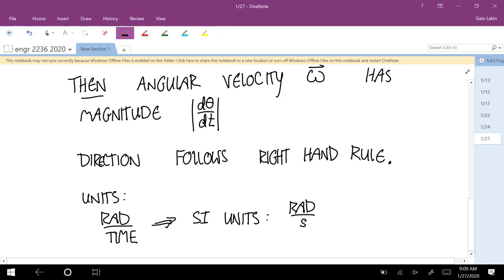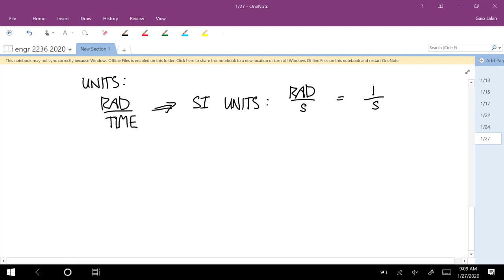And remember that radians are sort of a funny unit. It's really just a purely mathematical description of an angle. So I use radians to remind you that we are talking about an angle, but that's really the same thing as just 1 over second. Okay, so let's think about how this works.